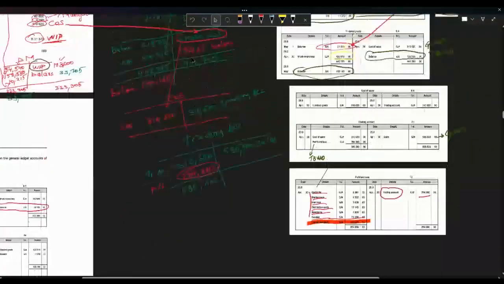So remember, these are visual pictures that are provided to allow you to understand this progression, right? As you can see, the trading account will provide you the profit. Actually it's a profit because remember, the sales was greater than the cost of sales. So it's a profit, and the profit is 284,000, right?